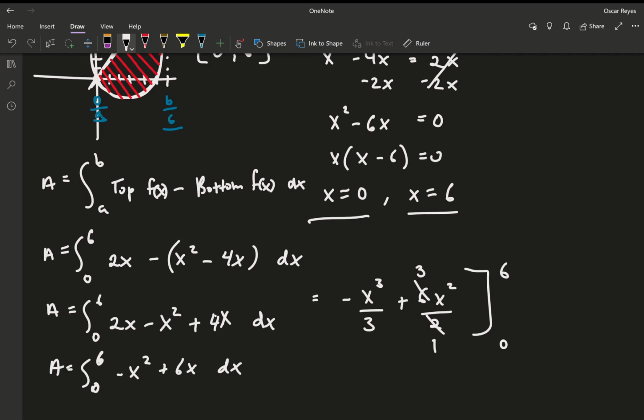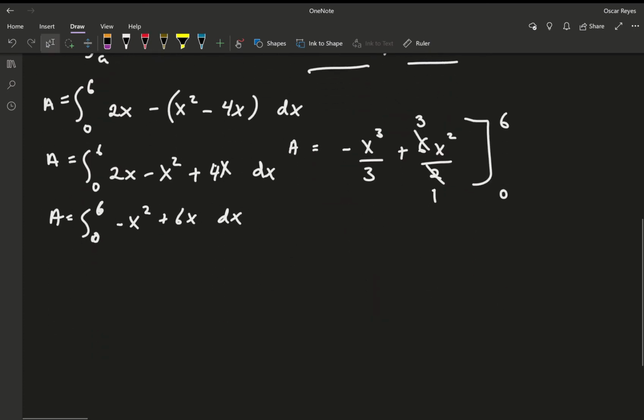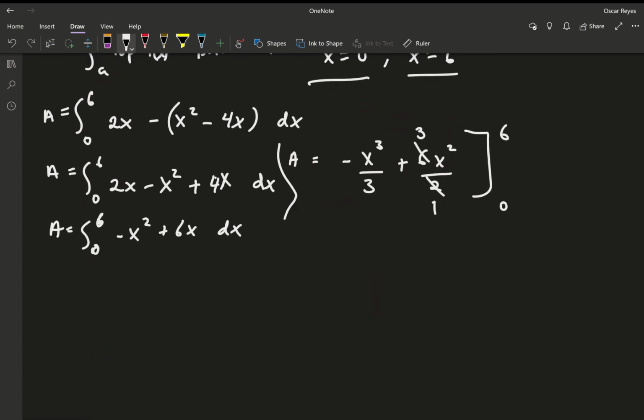And this is our area. So what we can do now is, we have our area, and we have to use it in the form of f of b minus f of a. Or unless your calculator has an integration button, then you can go ahead and just plug it into the calculator and you can get your answer. But if you're actually told to show your work, then this is how you'll have to do it.